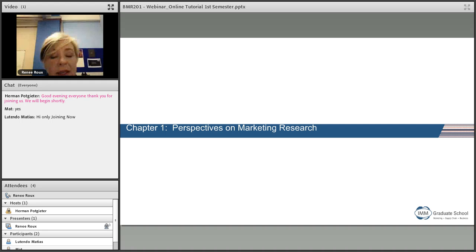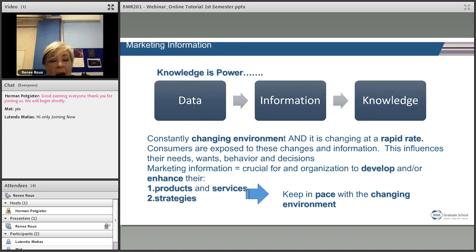Okay, so let's start. Chapter 1, Perspectives on Marketing Research. What do we mean by that? Out in our world, there's lots of information out there. And I'm sure most of you have heard the saying that knowledge is power. What do we mean by knowledge is power? It basically means that out there, there's lots of data. And if you apply the data, you will get to information. And if you apply the information, you will ultimately get to knowledge.